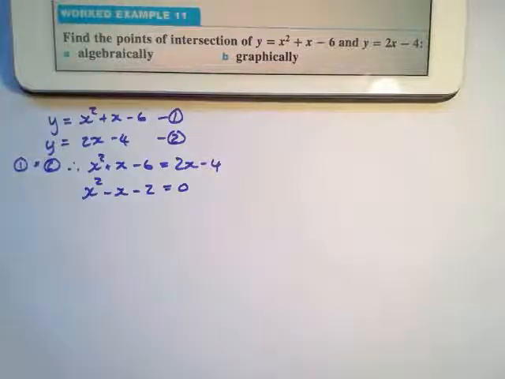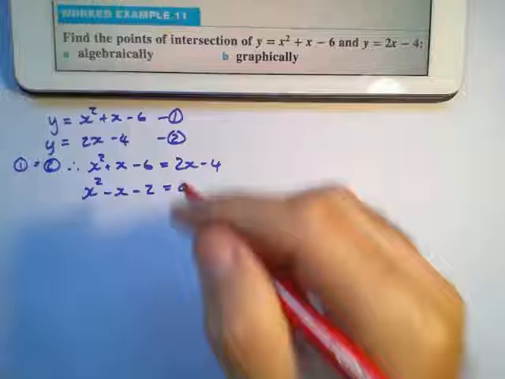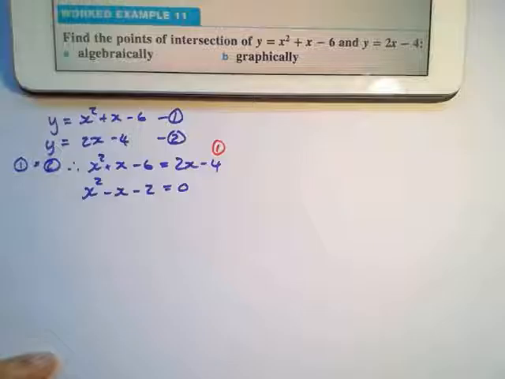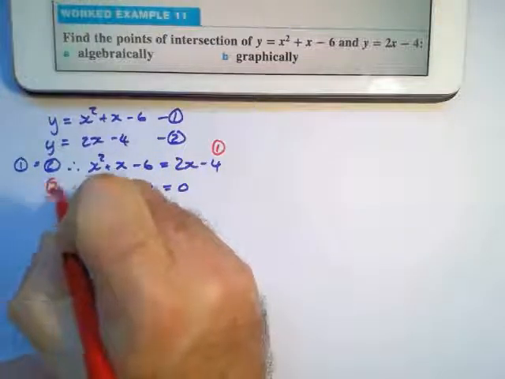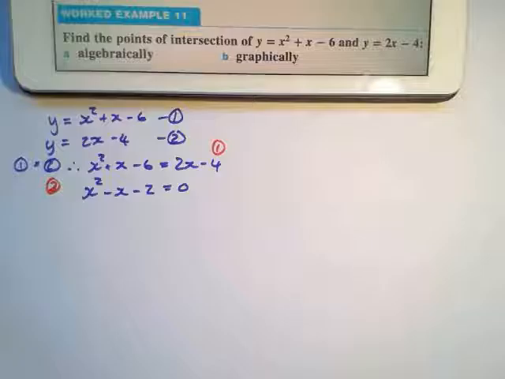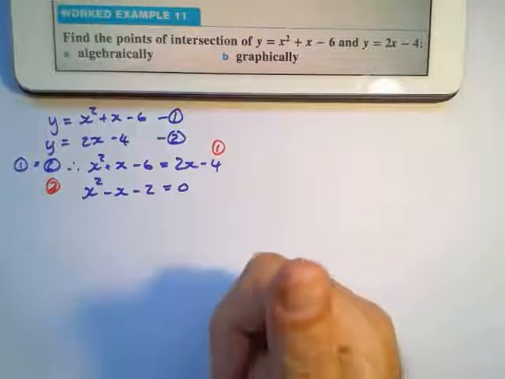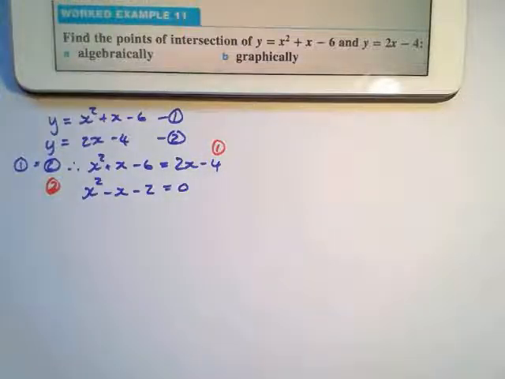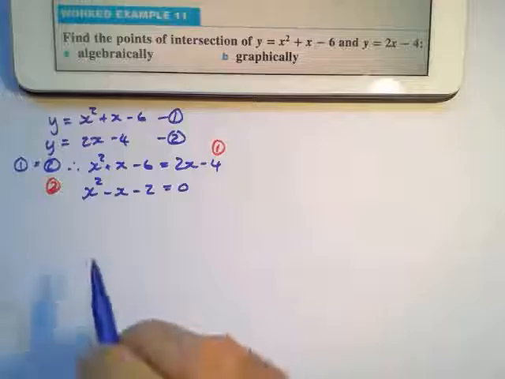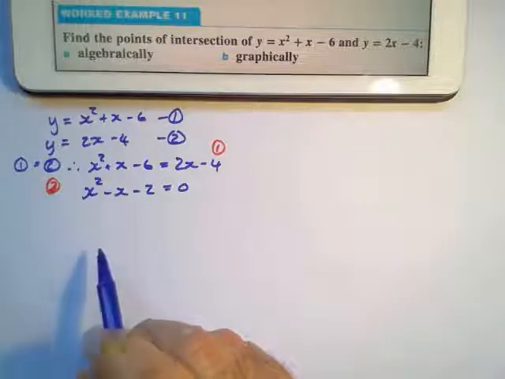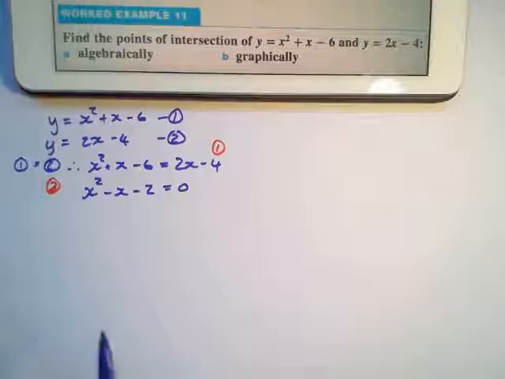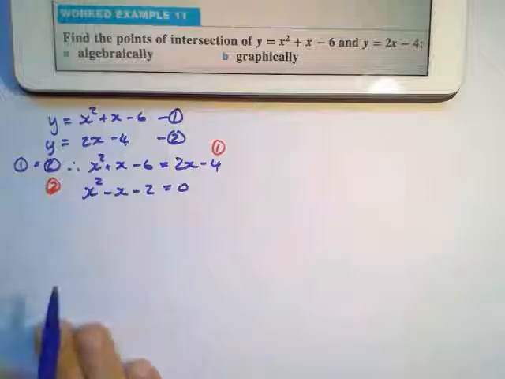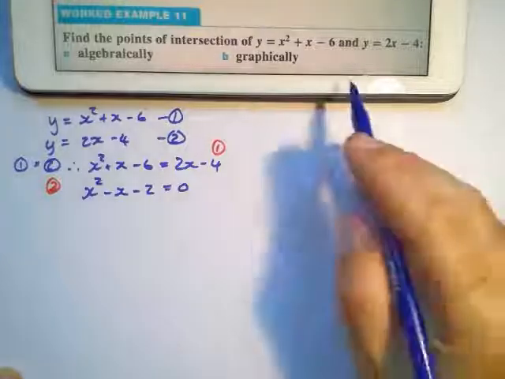My third step. The first step was to set them equal to each other. The second step was manipulation. My third step is to factorize. Now remember, I can either use the null factor, or I can use my quadratic equation, completion of squares, or my graphics calculator. I'm going to use the null factor. Let's use the quadratic equation. I'm going to do the quadratic equation to the side.